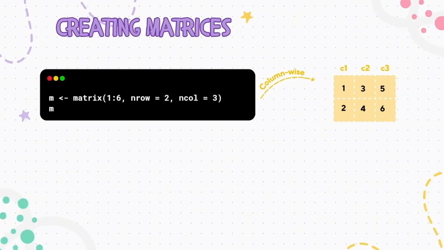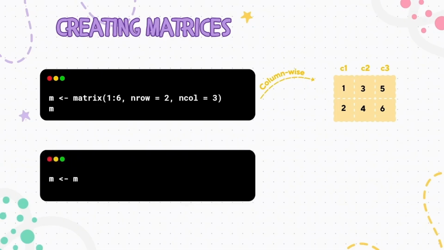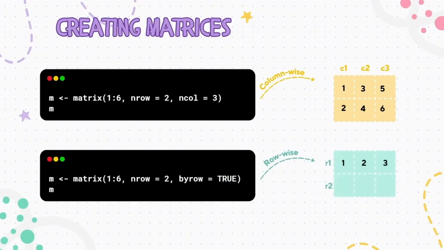Now, if you want the matrix to be filled by rows instead, we have the option to do that as well. If we include an extra parameter called byrow equals TRUE, it will fill the matrix first of all with rows. So first of all, there will be 1, 2, 3, and then it will be 4, 5, 6. So that is how it will go. But the default is column wise. I hope you keep that in mind.